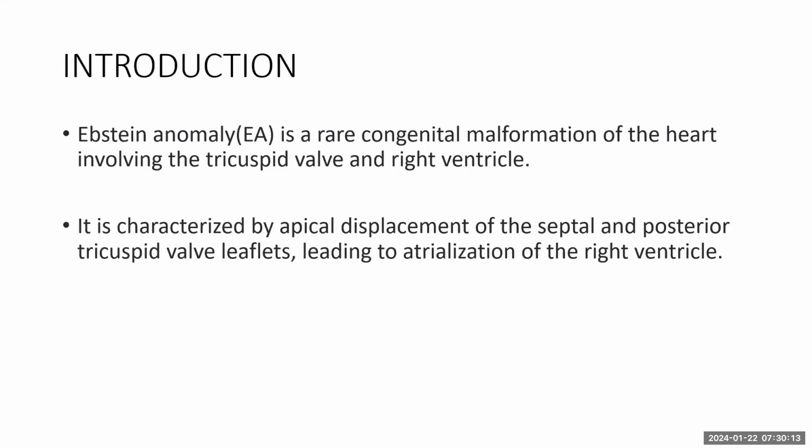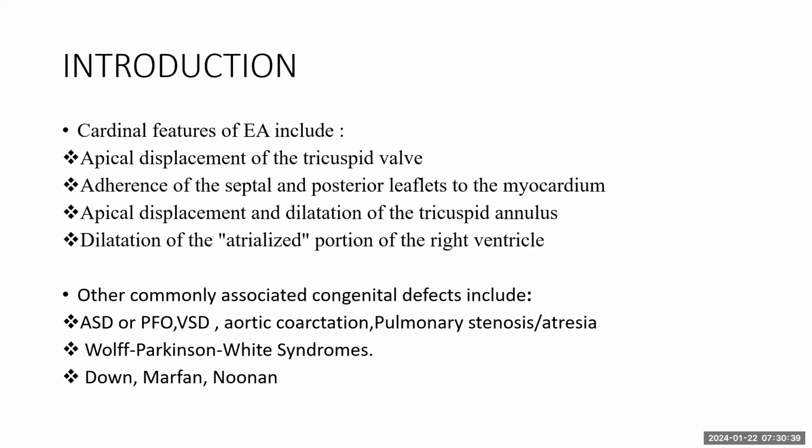So, a recap of Ebstein anomaly: it's a rare congenital malformation of the heart involving the tricuspid valve and the right ventricle, and is characterized by apical displacement of the septal and posterior tricuspid valve leaflets, leading to atrialization of the right ventricle, with different degrees of malformation seen in these patients. The cardinal features include what we've listed earlier: the apical displacement of the tricuspid valve, adherence of the posterior and septal leaflets to the myocardium, and atrialization of the right ventricle.